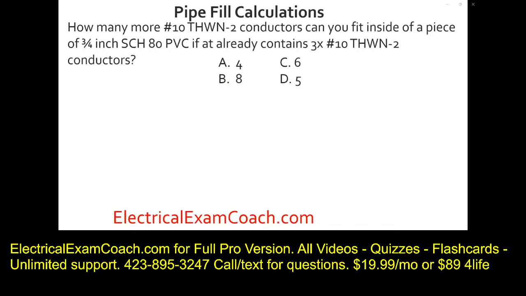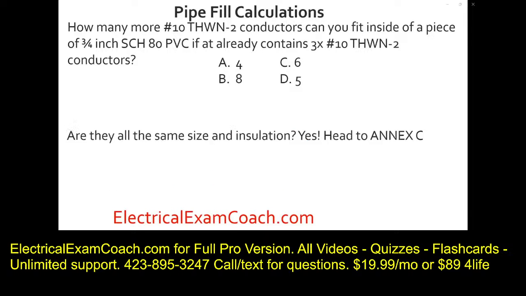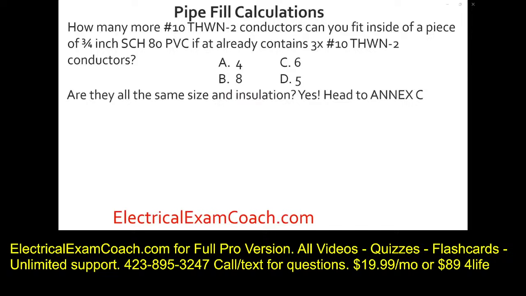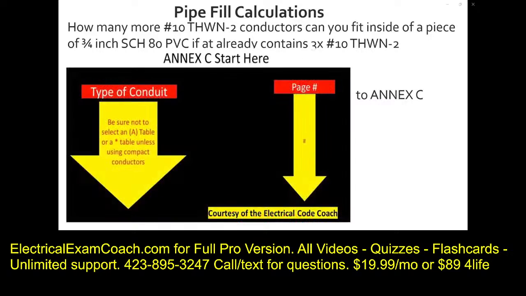How many more number 10 THW and -2 conductors can you fit inside of a piece of 3/4 inch Schedule 80 PVC that already contains 3 number 10 THW and -2 conductors? The first question we're going to ask ourselves, are they all of the same size and insulation type? They are. So we're going to head straight to Annex C. When we get to Annex C at the Start Here table, we're going to start on the left-hand side until we find our type of conduit. Then we're going to verify that we're not in the A version of that conduit. We're going to slide over and find our page number.